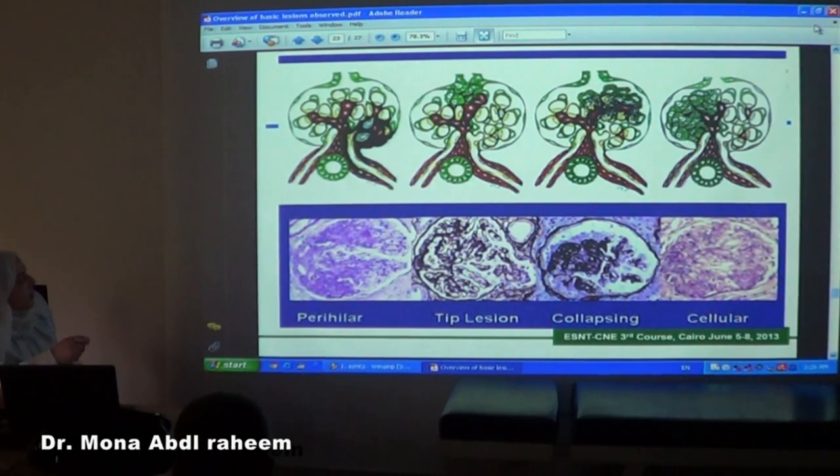This sketch shows the previous slide. Here is the perihilar region. This is the glomerulus. Here is the vascular pole with the afferent and efferent arterioles coming to the glomerulus, and this is the site of the tubular pole. If the sclerosis is here, this is the perihilar type. If it is toward the tip, it is a focal segmental tip lesion. If it is due to compression by hyperplasia of the visceral epithelial cells, it is the collapsing type. And the cellular variant has no specific site; it can be anywhere in the glomerulus.